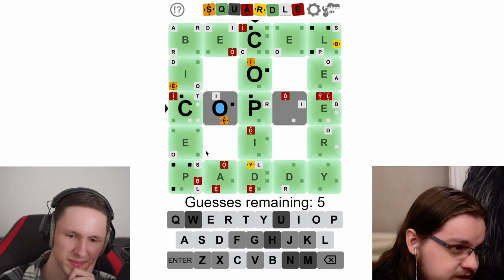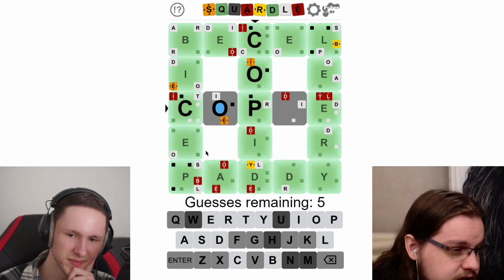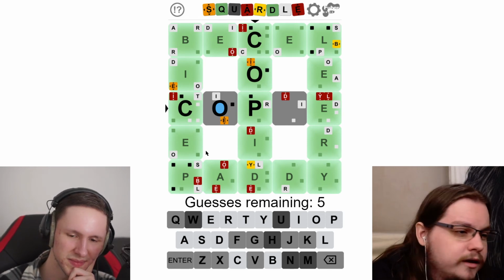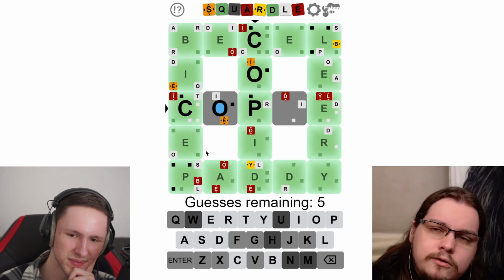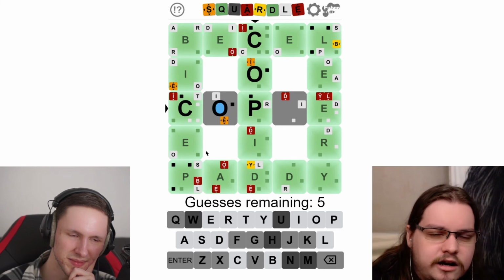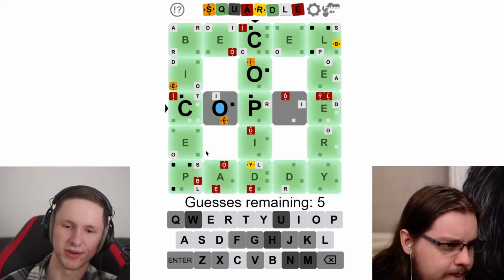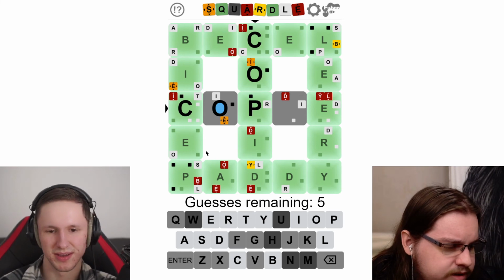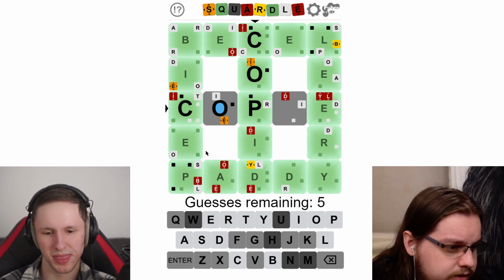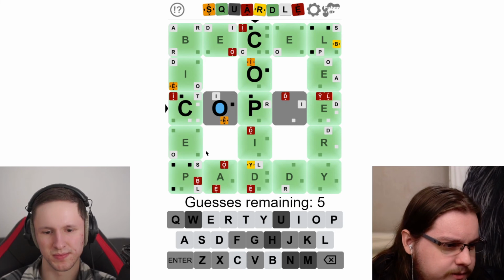Could technically be E. Coupe. Coupe. Wait. Coupe. No, it's probably an OU, isn't it? Coupe, like a car, for example, that is an open top, or... Yeah. OU. Yeah, that's what I thought. So E is technically still possible. I'm not going to do that right now.